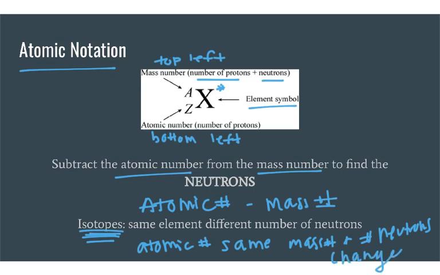All right, so just key thing from this slide is atomic notation, so we know what we're talking about. Top left, mass number, bottom left, atomic number, and then the large letter is going to be our symbol.